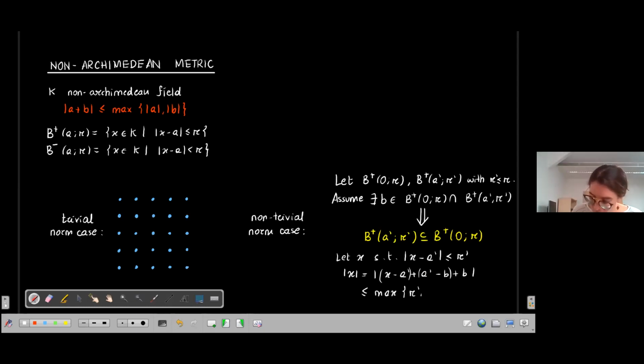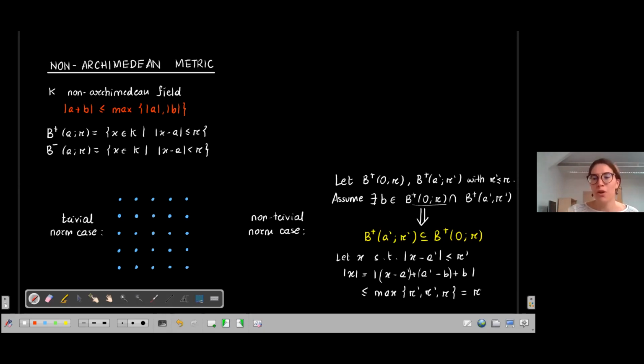Then for the second term, A prime minus B, by assumption B is in the ball of center A prime and radius R prime, so this is also smaller than R prime. And then the norm of B: B is also in the ball centered at 0 with radius R, so this is smaller than R. And so we see that the maximum here is R, and we have proved that indeed these two balls are one containing the other. So it means that in the non-trivially valued case we are working with a space where the balls are either completely disjoint or one contains the other.